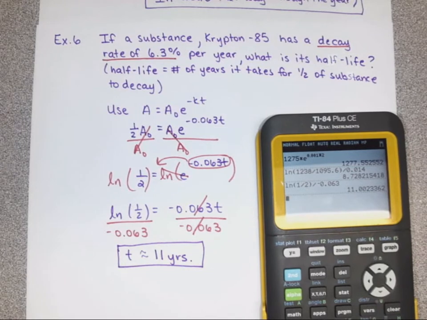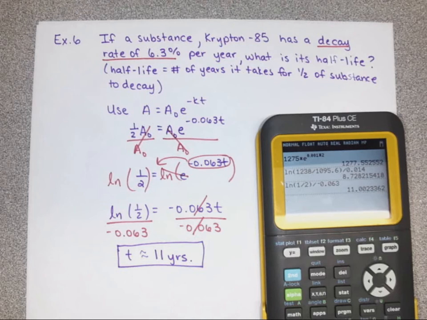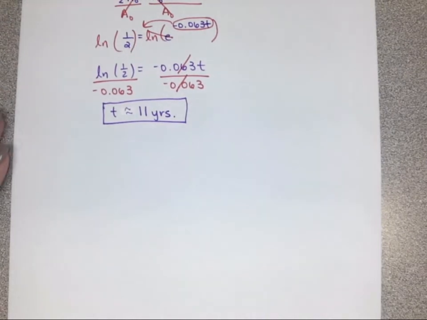So what that means is that every 11 years, this Krypton-85 is halving what it has, right? What's it eventually going to get really close to if it keeps halving over and over and over? It's going to get close to 0, right? If you keep halving something and you keep splitting it in two, then it's just going to get smaller and smaller.